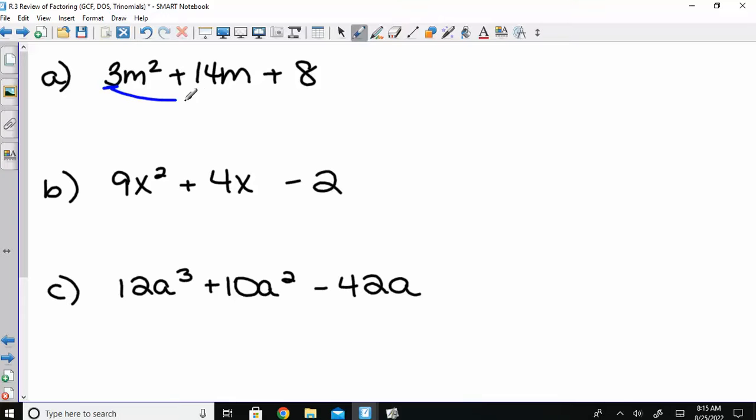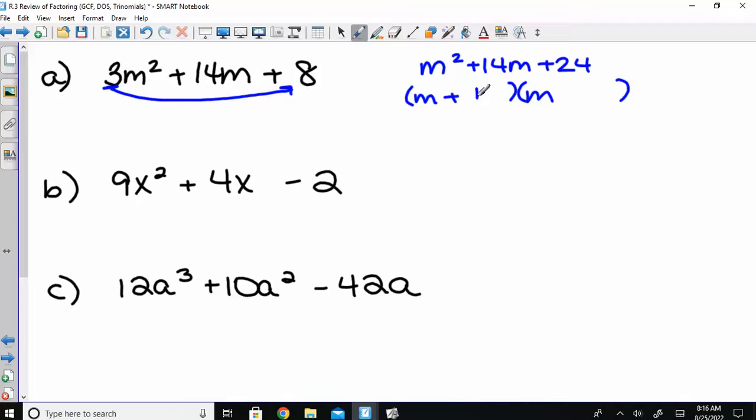So on A, you have to bring your 3 over. So m squared plus 14m plus 24. What multiplies to 24 and adds to 14? 12 and 2. So m plus 12, m plus 2. So we start out multiplying by 3, so then we have to divide by 3. So 12 divided by 3 is 4. You can't do 2 divided by 3, so you bring the 3 in front, so 3m plus 2. You guys get that one?